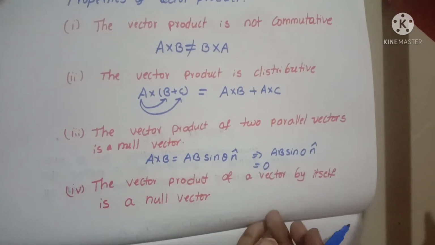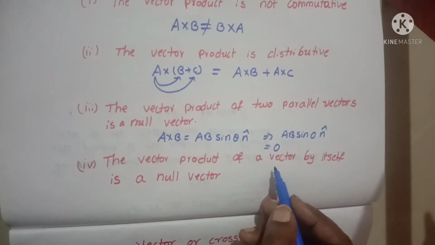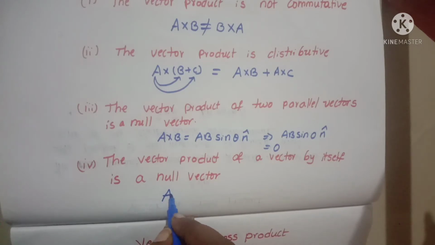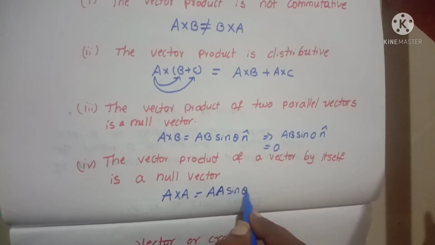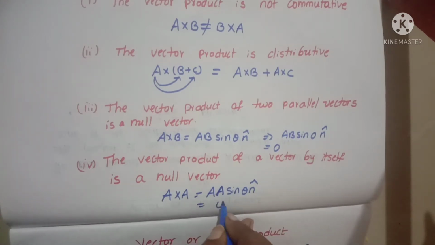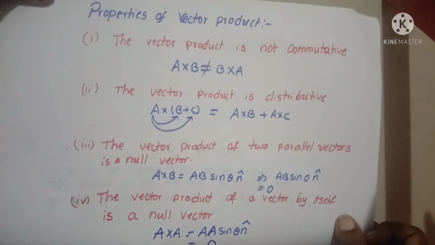Okay. Next one, fourth one, the vector product of a vector by itself. By itself means suppose we are taking the a vector, and again we are taking the same vector. So by itself the product will again be a null vector. a a sine theta n cap, so here also the answer will be 0, null vector. These are the properties of vector product.